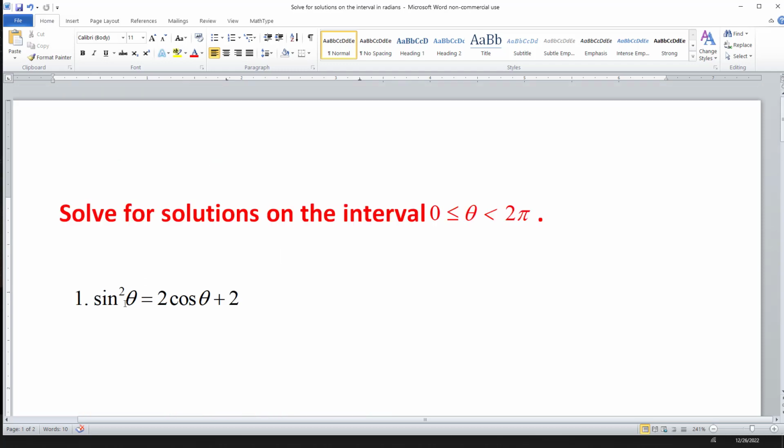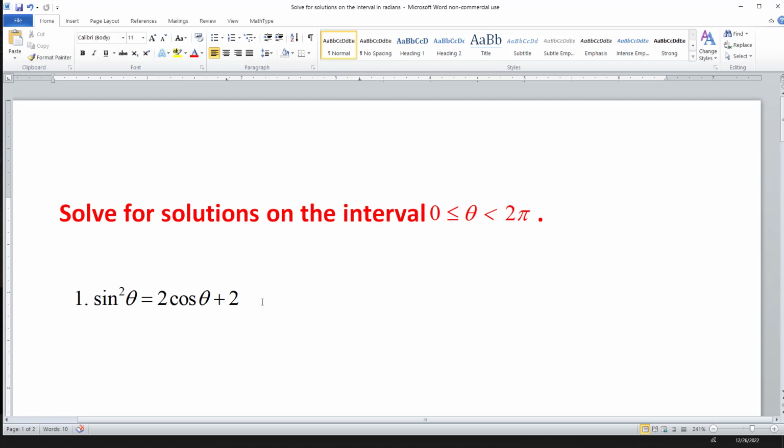So let's look at the first one. We want to solve sine squared theta equal to 2 cosine theta plus 2. Now it's always easier to solve a trig equation if you only have one type of trig function. Here we have a sine, we also have a cosine. So we try to use some identities to make the conversion to one function, if possible.